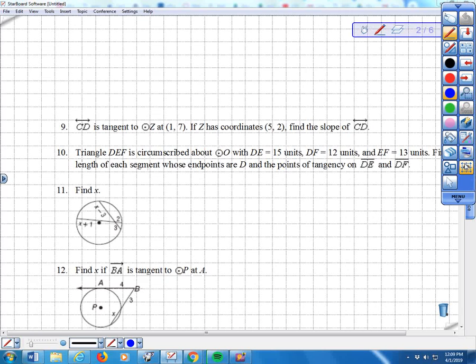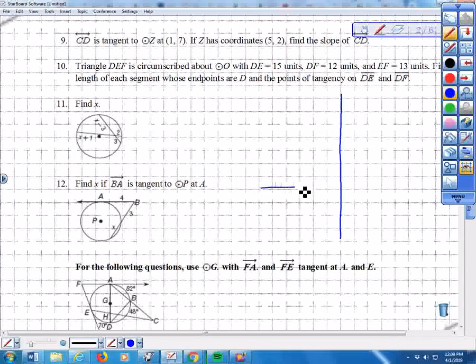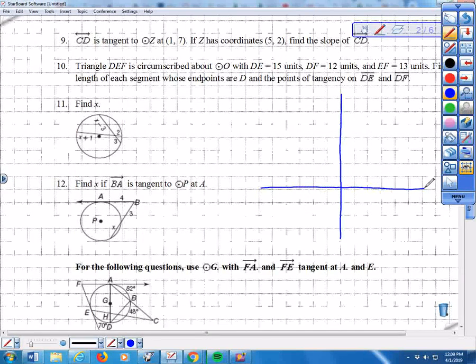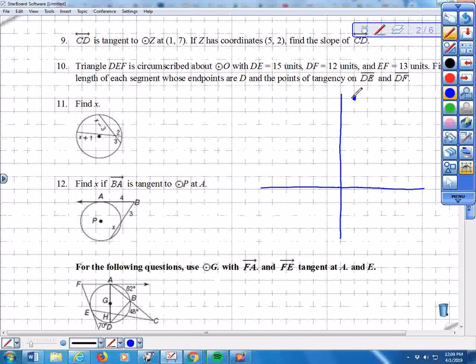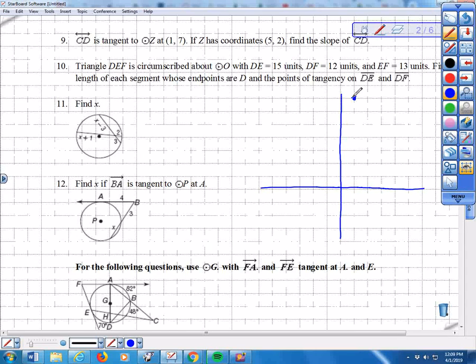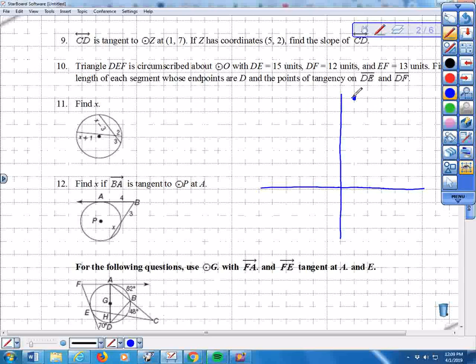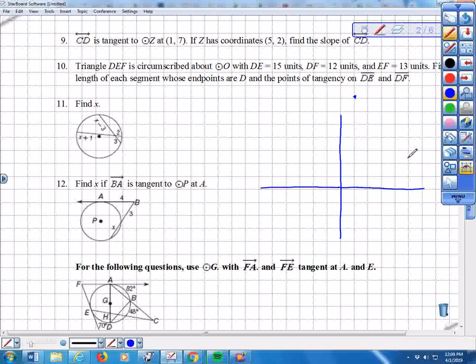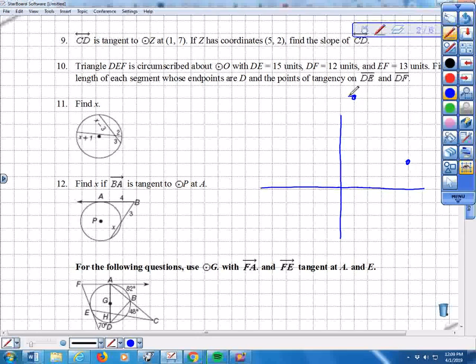CD is tangent to circle Z at (1, 7). And if Z has coordinates (5, 2), so that's the center. And there's the point. It wants to find the slope of CD.